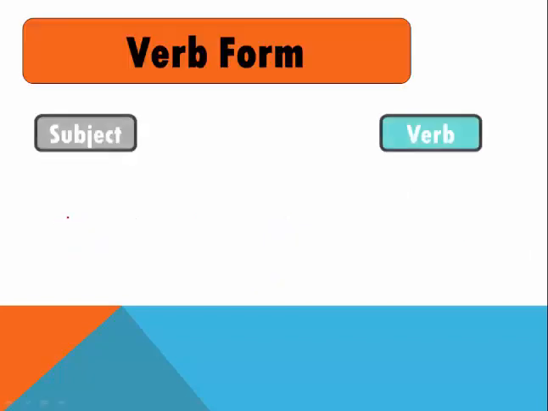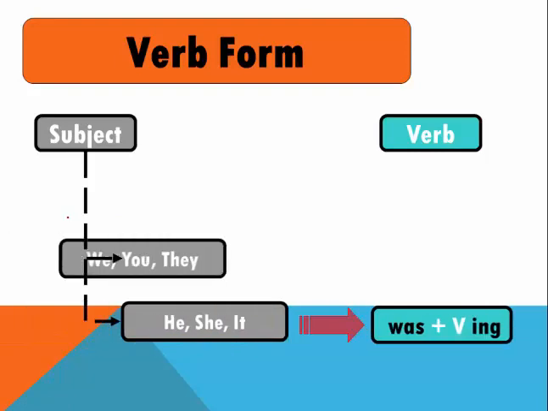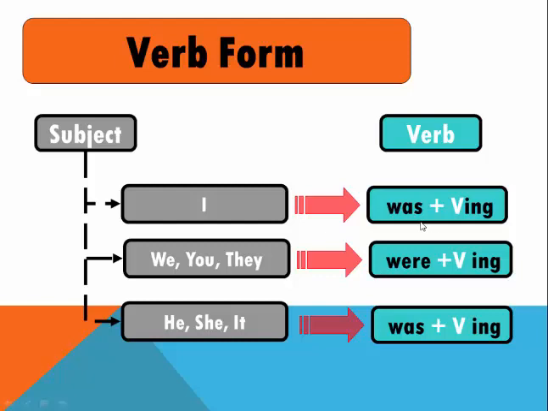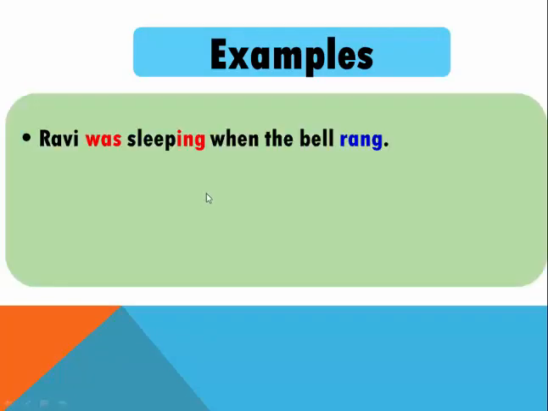Here we'll see. I was plus the ing form. For plural, we, you, they, were plus the ing form. Even you, yes, were plus the ing form. For he, she, it, and singular, was and the ing form. So these are the forms of the verb. Now we'll see some examples.